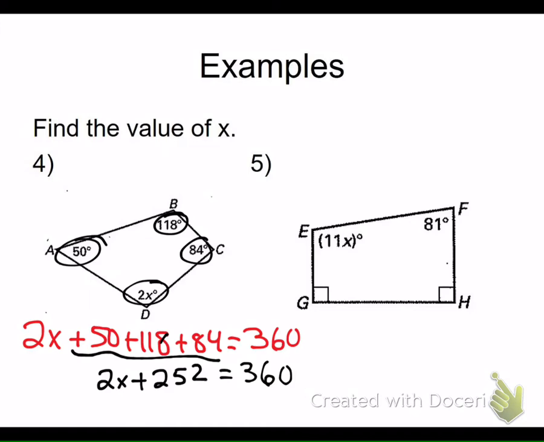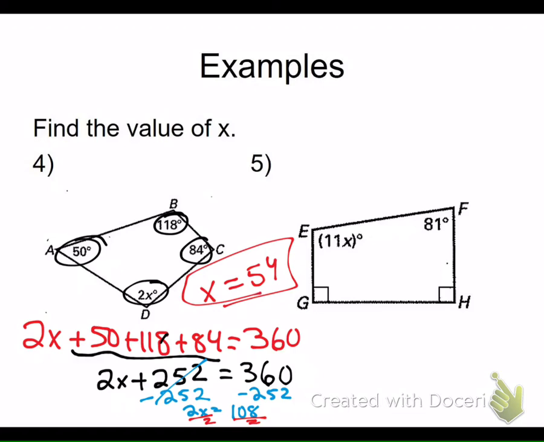Then what would I do? Subtract 252. So I get 2x equals 108. Then what? All right, divide both sides by 2, and what do you get for your x? 54. Good. And then if you wonder whether you did it right, you can plug it back in here. So 2 times 54, and then add it to those three angles and see if you get 360.